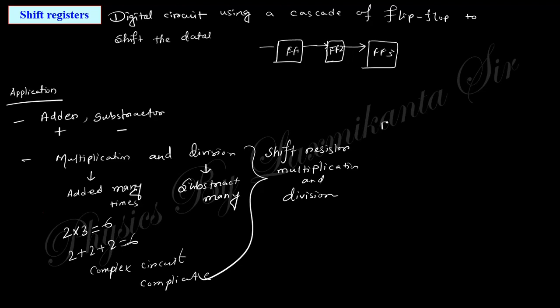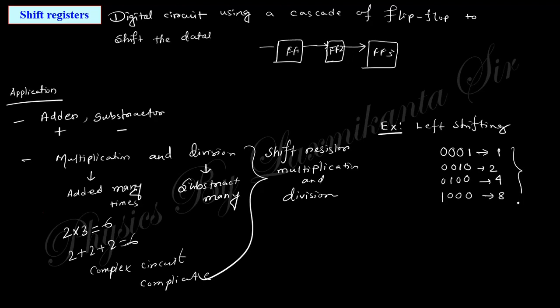For example, suppose left shifting. We take an example of 4 bit 0001. The value is 1. If you shift it towards the left, you will get 2. If you shift it left, you will get 4. If you shift it left, the value of this is 8. So this is nothing but multiplication by 2.